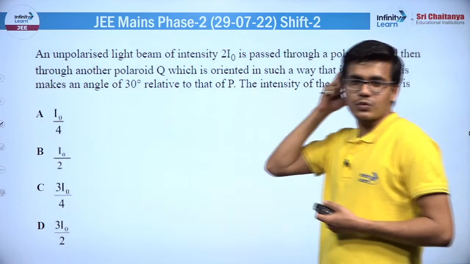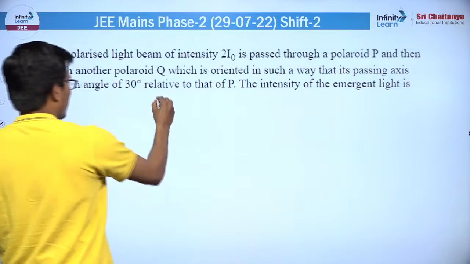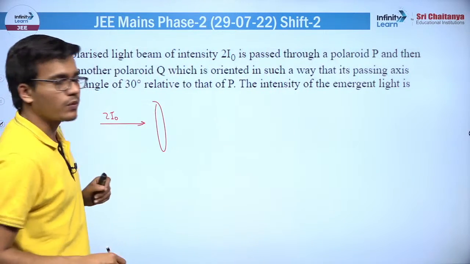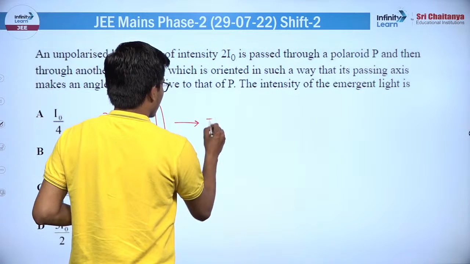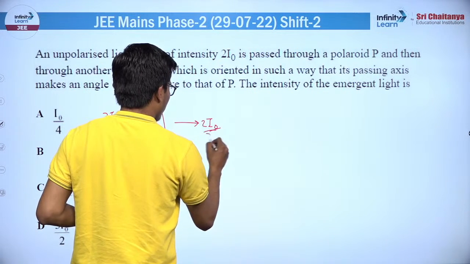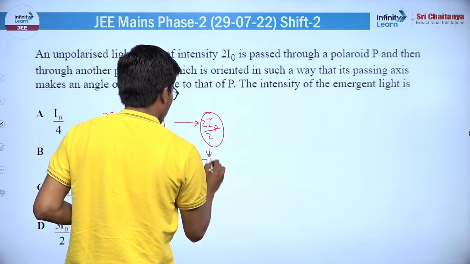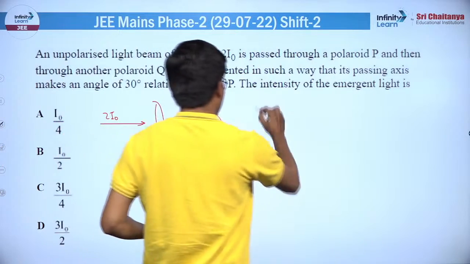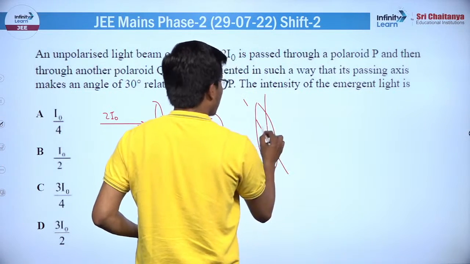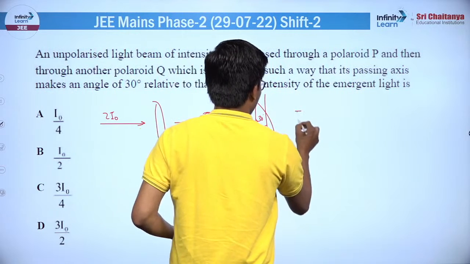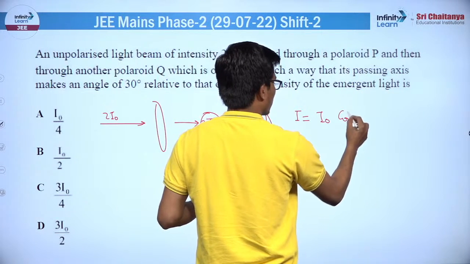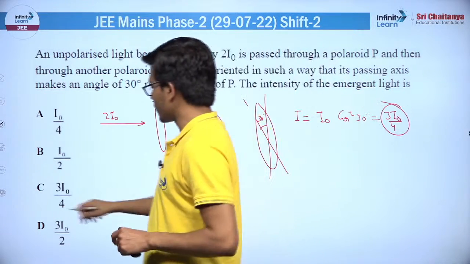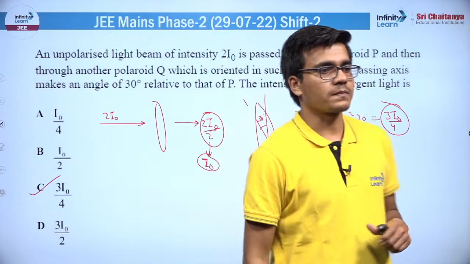Moving to the next question, from Malus law basically. Whenever you have a polarizer and unpolarized light with an intensity of 2I0 is passed, the resultant intensity will become half of the initial. But when that polarized light passes through another polarizer at an angle of 30 degrees, you apply Malus law: initial intensity into cos square 30, and cos 30 is root 3 by 2. So the answer should be 3I0 by 4, which is given in C option.